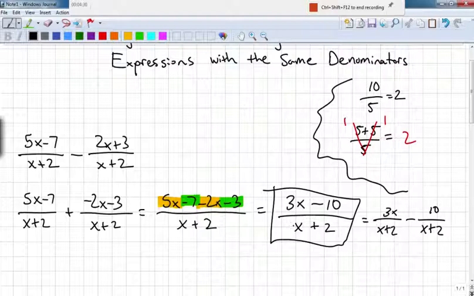So that's what I did down here. The entire denominator was x plus 2, and I divided it into the 3x, that's the first term, minus the 10 over the entire denominator. So like I said, typically that right there is good enough.